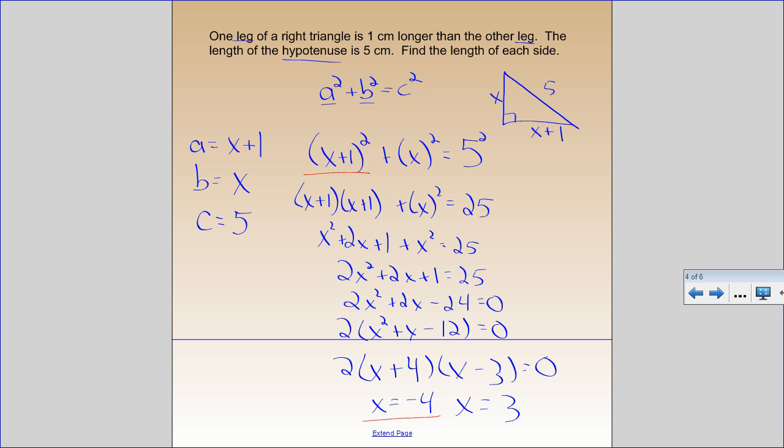Now, negative 4 does not make sense as a solution because we want to find the length of each side. Well, we can't have a negative length, so negative 4 isn't a good solution. So let's state our solution that we have. All right, our one length, leg 1, I'll write it over here, is 3 centimeters, and leg 2 must be 3 plus 1, 4 centimeters.